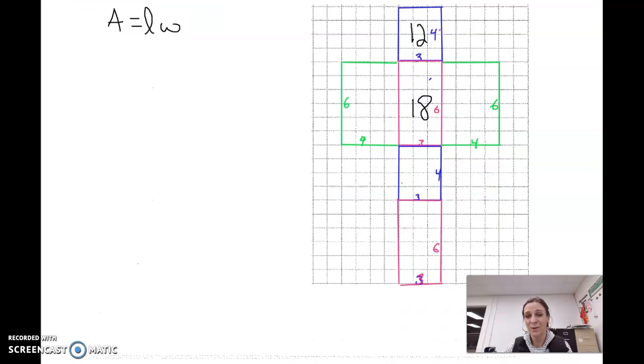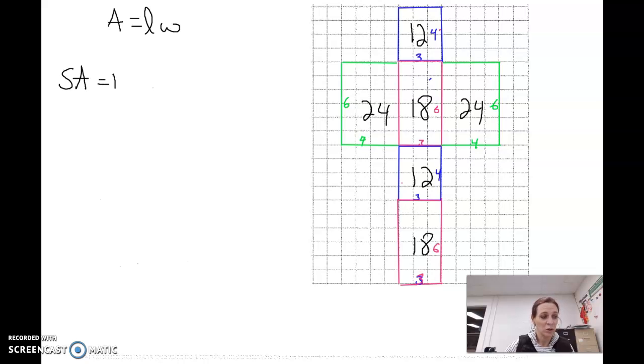Now you can think of it as, if this one's 12, this one has to be 12, or you could just say it's 4 times 3 again, and you get 12. Same thing here: 6 times 3 is 18, and then 4 times 6 is 24, and 4 times 6 is 24. Find the area of each face. There's 6 of them. Add them all up. So to find our surface area, we're going to go 12 plus 24 plus 18 plus 24 plus 12 plus 18.